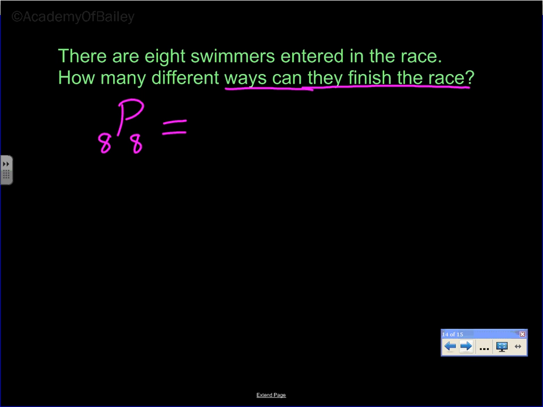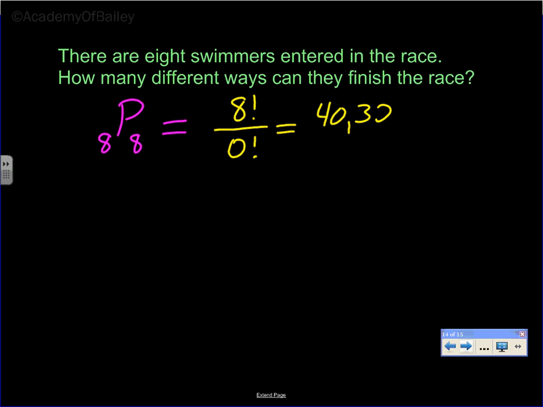So this is where we are at. 8 permutation 8. 8 factorial will go on top, and on bottom 0 factorial. And I remember from a few problems ago, this was the same exact problem we worked out. It was just a different situation. 40,320 went on top. We know 0 factorial is 1. So therefore I answer 40,320 different ways that those 8 swimmers can finish the race.